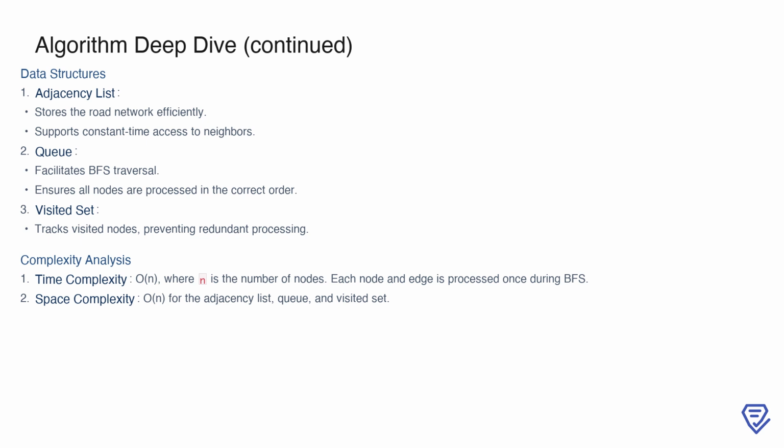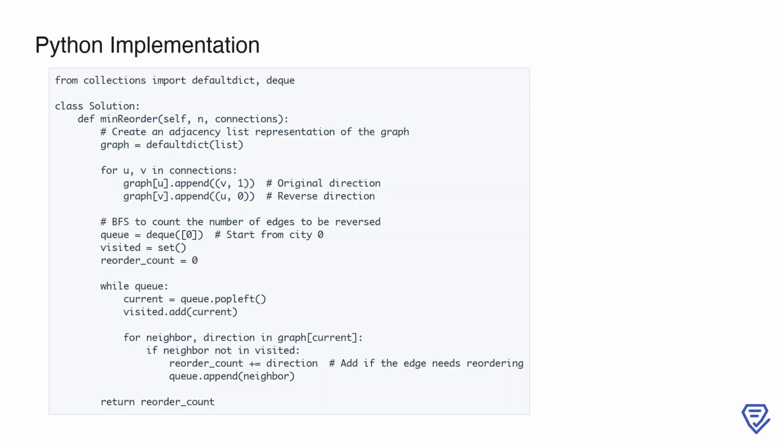From a complexity perspective, the algorithm is highly efficient. The time complexity is O(n), where n is the number of nodes, because BFS processes each node and its edges exactly once. The space complexity is also O(n), as we need space for the adjacency list, the queue, and the visited set. These factors make the algorithm both space efficient and time efficient, enabling it to handle large road networks effectively. This solution addresses the problem of reordering routes to ensure all paths lead to City 0.